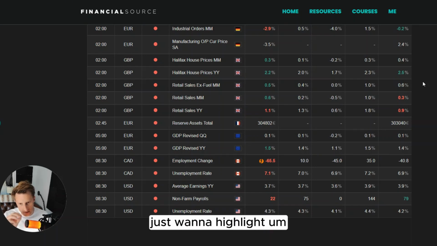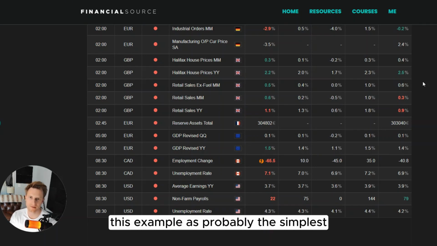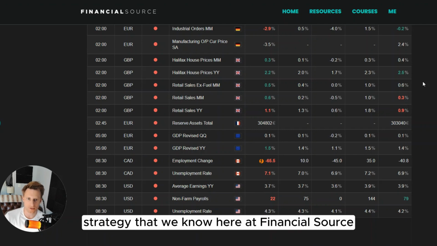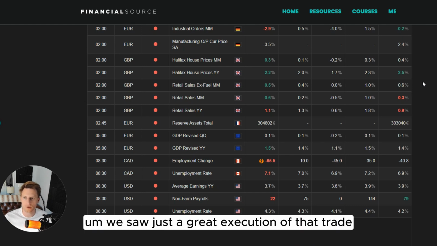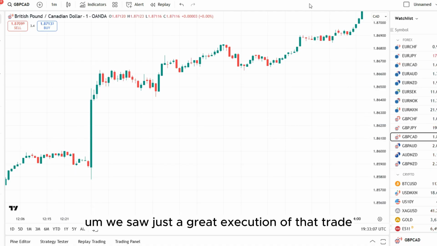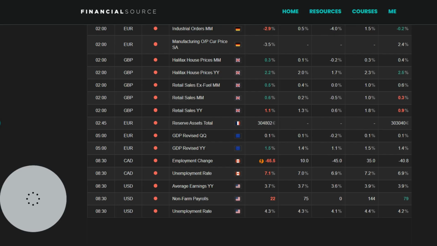Just want to highlight this example as probably the simplest 1 minute scalping strategy that we know here at Financial Source. And that's essentially in three parts. We saw just a great execution of that trade on Friday. But I'll go through them.